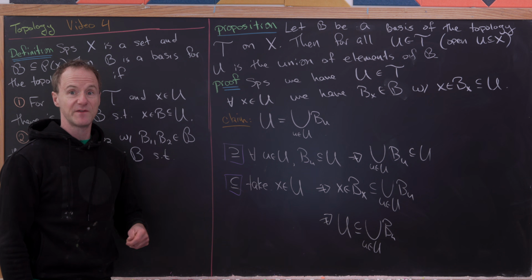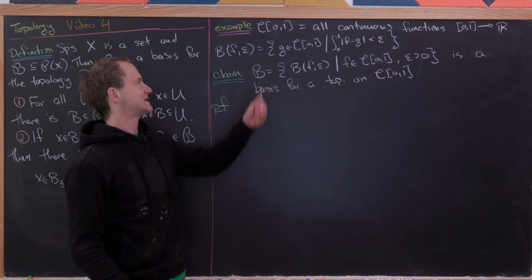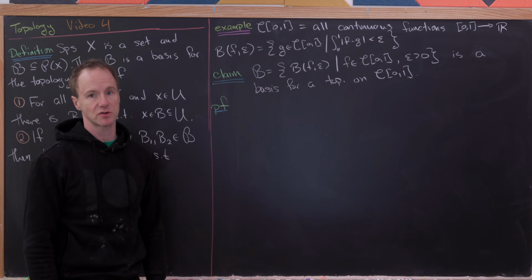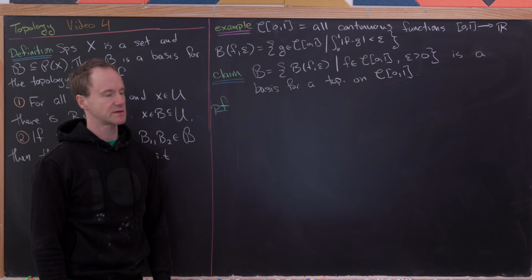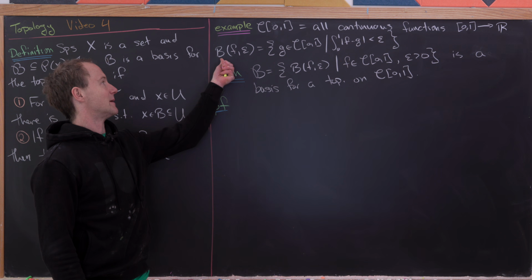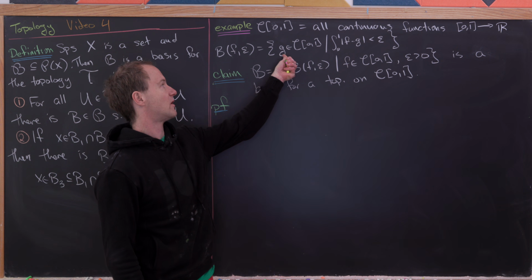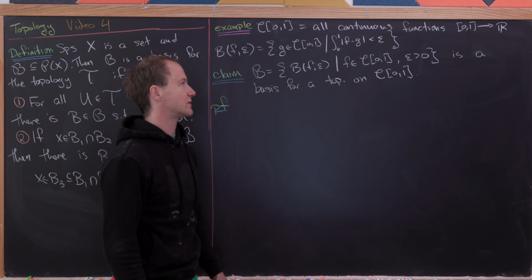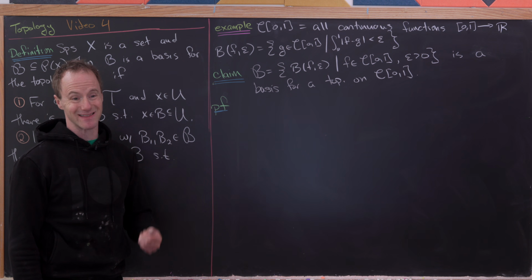So let's finish things off with another example. Okay, so for our last example, let's take C[0,1] to be the set of all continuous functions from [0,1], the unit interval, to the real numbers. And then let's set B(f, epsilon) to be the set of all functions g, so that when you take the integral from 0 to 1 of the absolute value of f minus g, you get something less than epsilon.